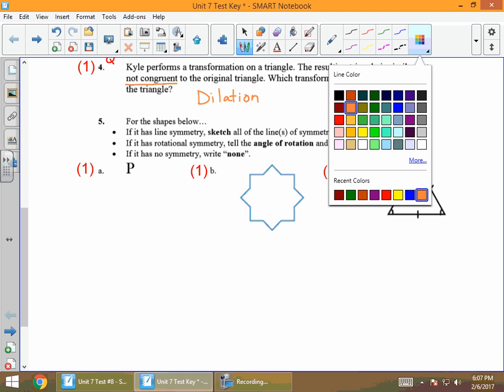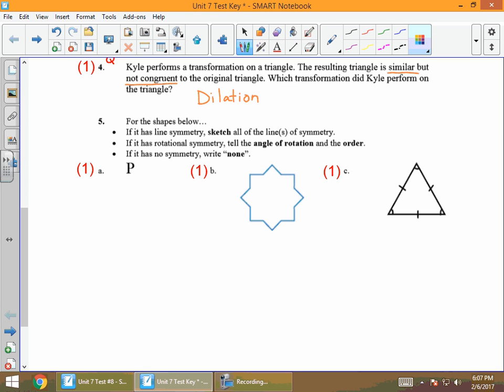And then we have question number 5. Question number 5 says, for the shapes below, if it has line symmetry, sketch all the lines. If it has rotational symmetry, tell the angle and the order. And if it has no symmetry, write the word none. So parts A, B, and C are each worth 1 full point. If it had line symmetry and rotational symmetry, and you only gave me one or the other, you will see some half points in here. So 1A, the capital letter P has none. There is no symmetry to that letter P.